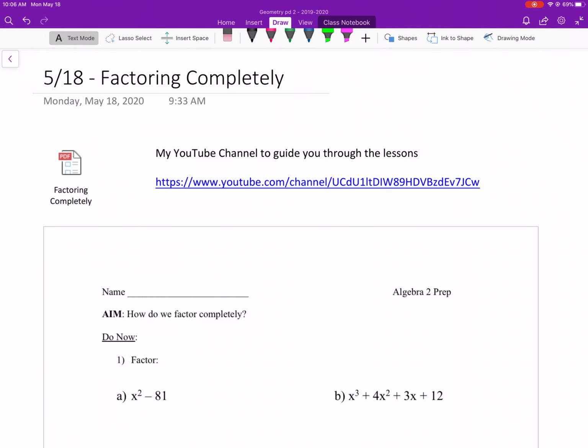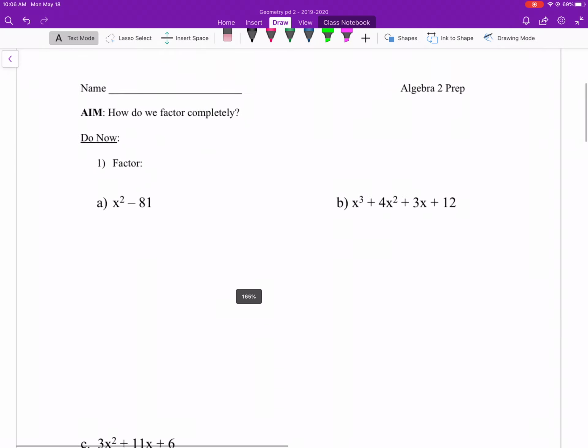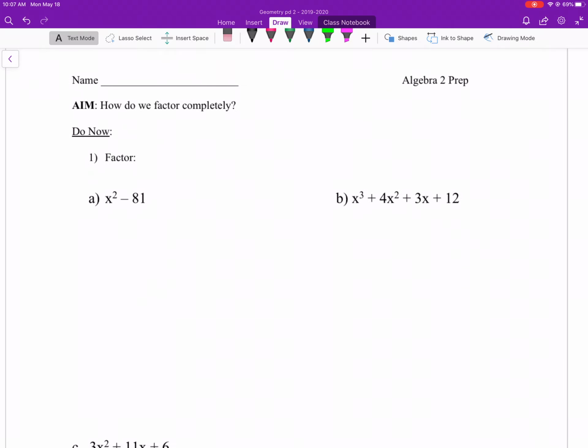Welcome to today's lesson, May 18th, Factoring Completely. We're really just going to look at some review questions, different types of factoring, questions where we can factor more than one time. But let's get right into it with the do now.